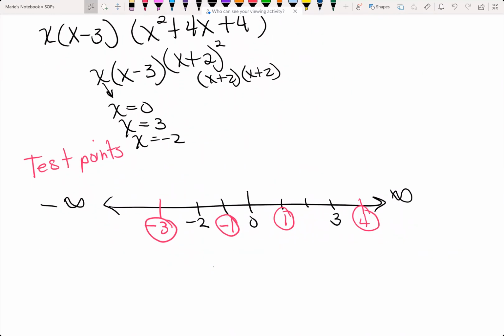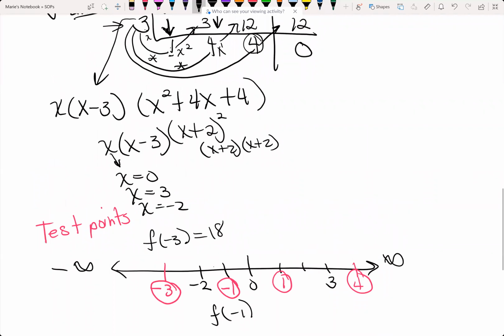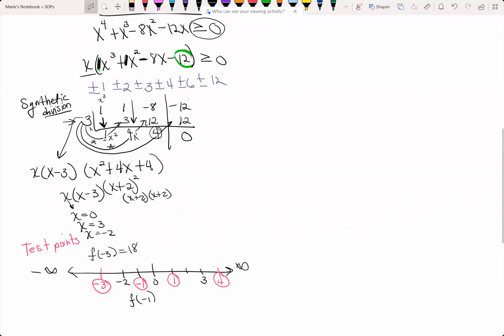So if I start here with f of negative 3, this is going to give me 18, and this is plugging it into the equation. 18 is a value that is greater than 0, so that is good. Okay, let's do f of negative 1. You plug that into the original equation, so I'm just doing some mental math. So just for the record, let me back up so you can understand. I'm basically doing math.